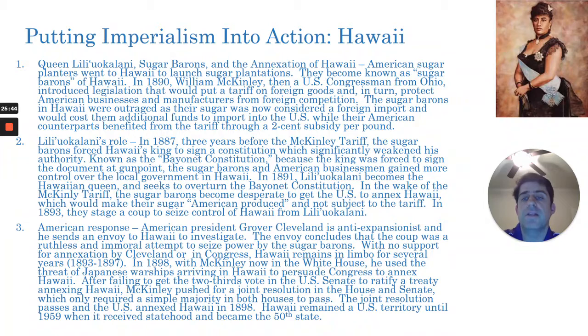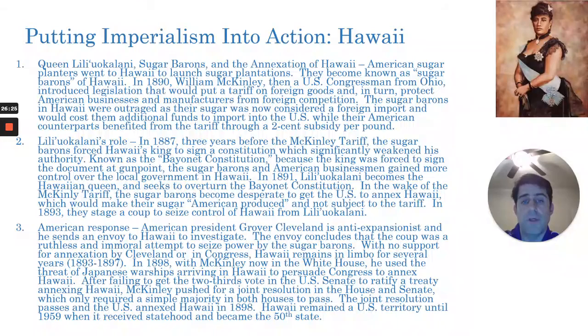So the king that had signed this constitution died in 1891, and the heiress to the throne was his sister, Queen Liliuokalani, who became the Hawaiian queen. And her first order of business was a desire to override and overturn the Bayonet Constitution and enhance the governing power of Hawaii, to enhance the overall sovereignty of Hawaii, independent of the U.S.